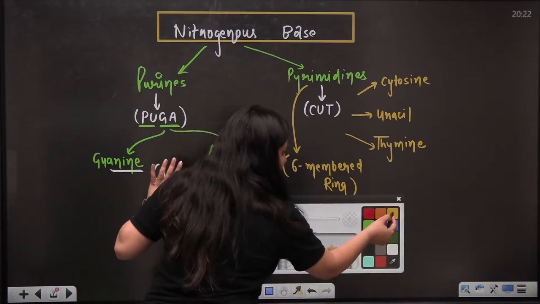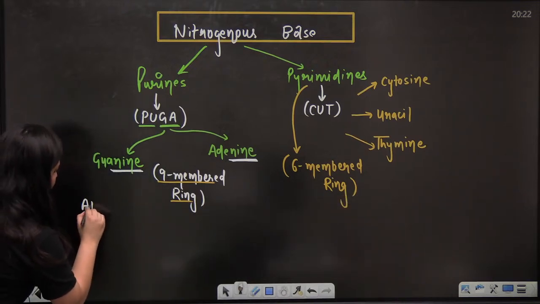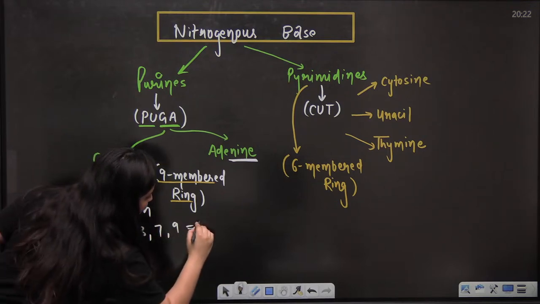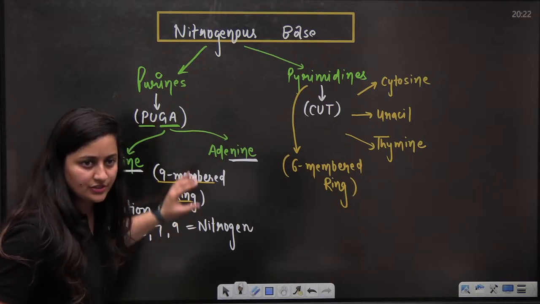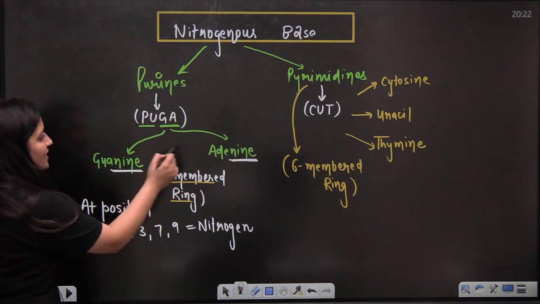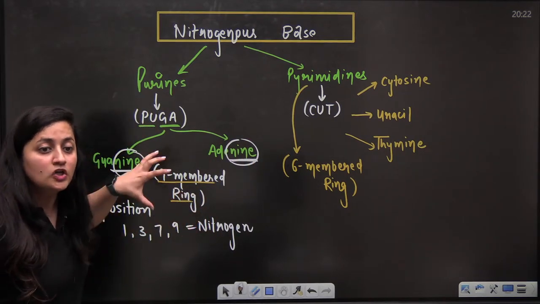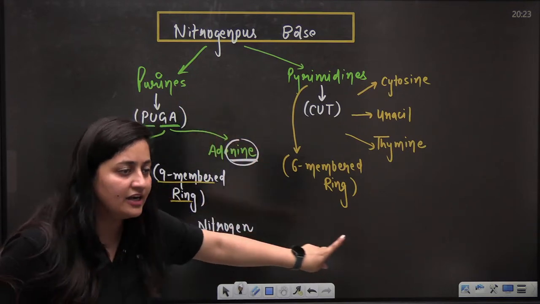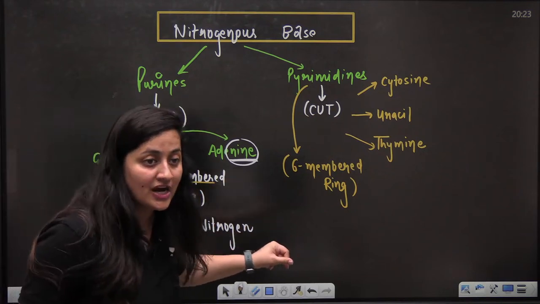Now, another question that I'm mentioning here. Obviously, some structures we are discussing right now. Purines and pyrimidines are nitrogenous bases. In the case of purines, the trick is PuGA. In the case of pyrimidines, the trick is CUT. When you talk about PuGA, guanine and adenine, you can remember it's a 9 membered ring. In this 9 membered ring, the nitrogen is present at positions 1, 3, 7, 9. Type it in the chat section: 1, 3, 7, 9.